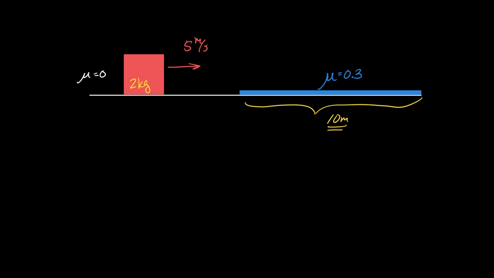Everybody got the question? All right, so I'll say it again. Got an object zipping along at 5 meters per second, hits a section of gravel or something that has a coefficient of friction of 0.3, lasts for 10 meters. Does that stop the object? Or does the object emerge at some slower velocity? If so, what is that velocity?